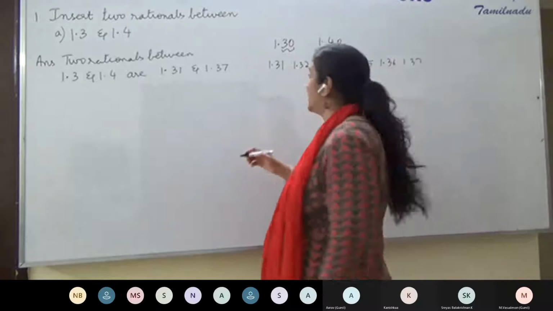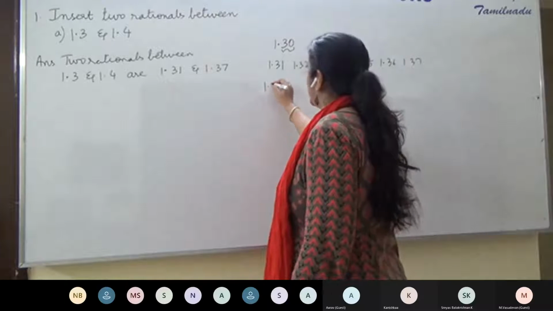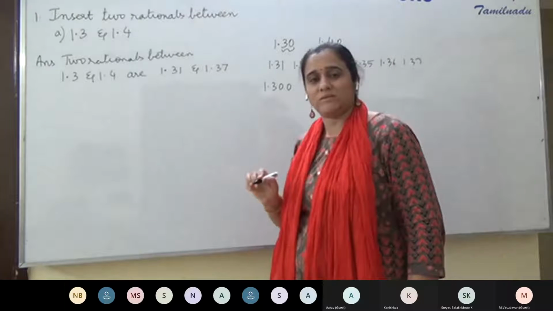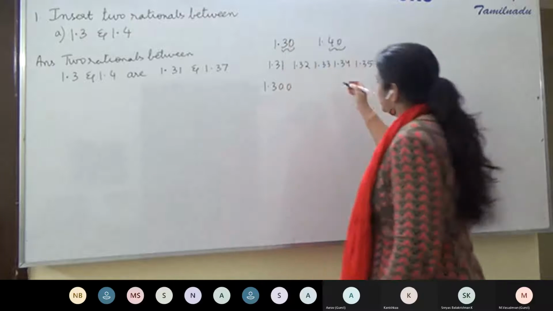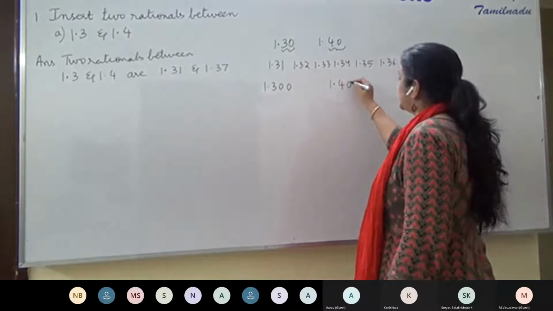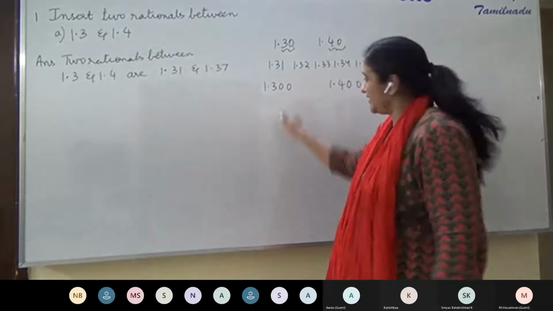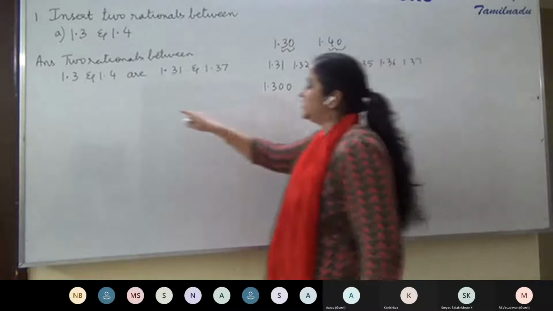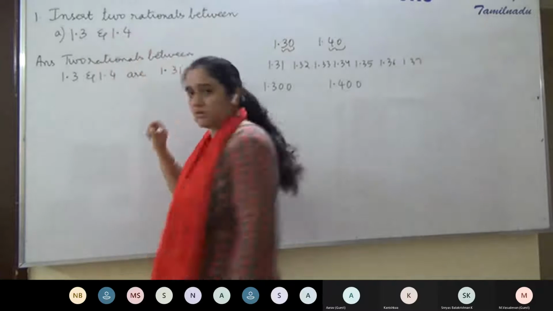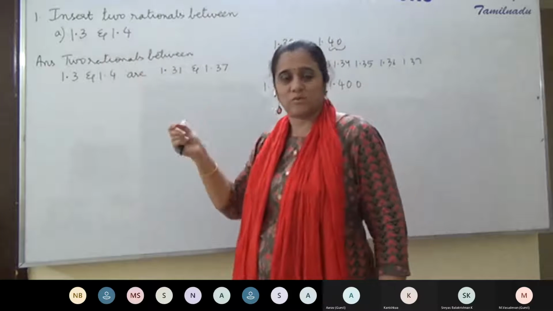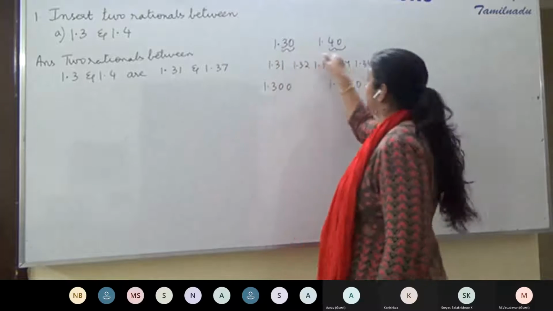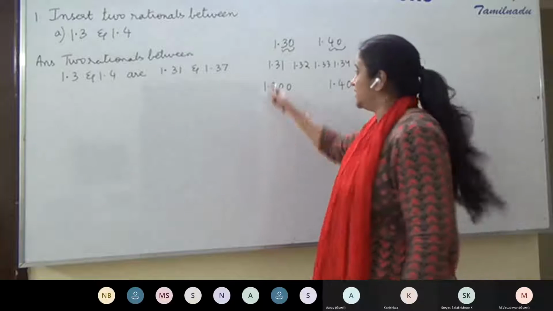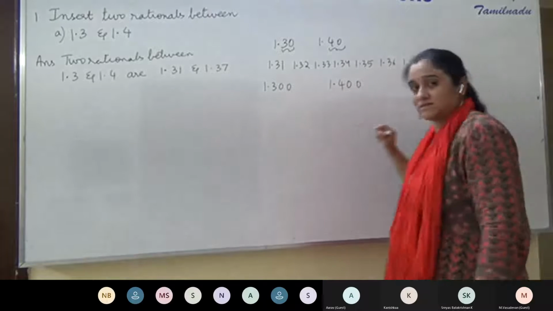Okay, let me tell you something else. Now, supposing we regard 1.3 as 1.300 and we regard 1.4 as 1.400. Like 300 and 400. This is like 3 and 4. Then we made it 30 and 40, and we found the numbers lying between 30 and 40, and came out with these rationals.